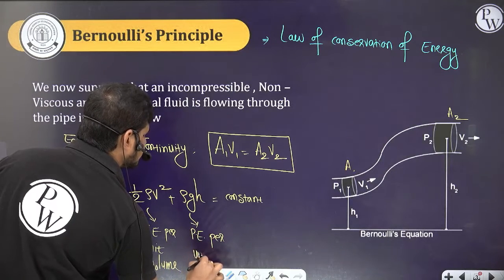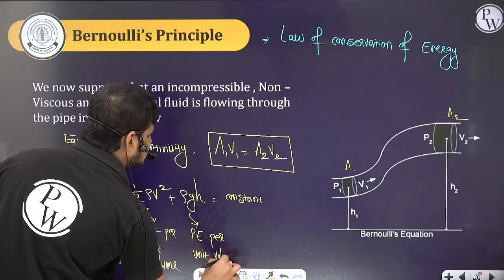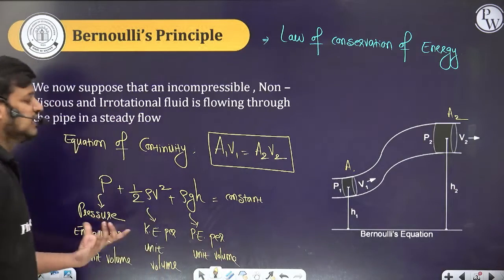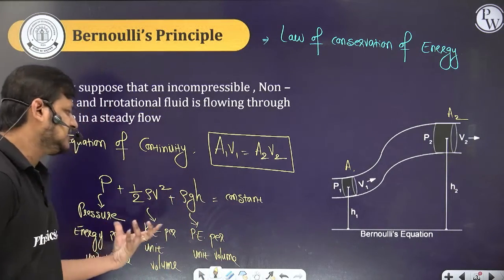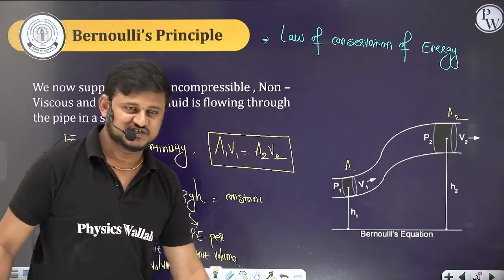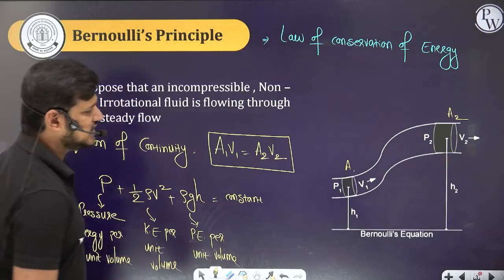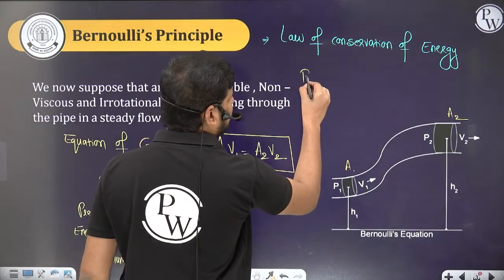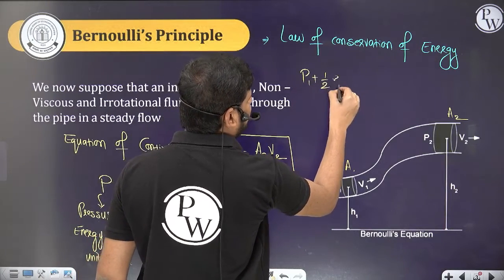This is the potential energy per unit volume. So in total, it's the total energy per unit volume. We can write that the total energy per unit volume is going to be constant. That's why it's the law of conservation of energy. So you can also write this equation as P1 plus half rho V1 square.